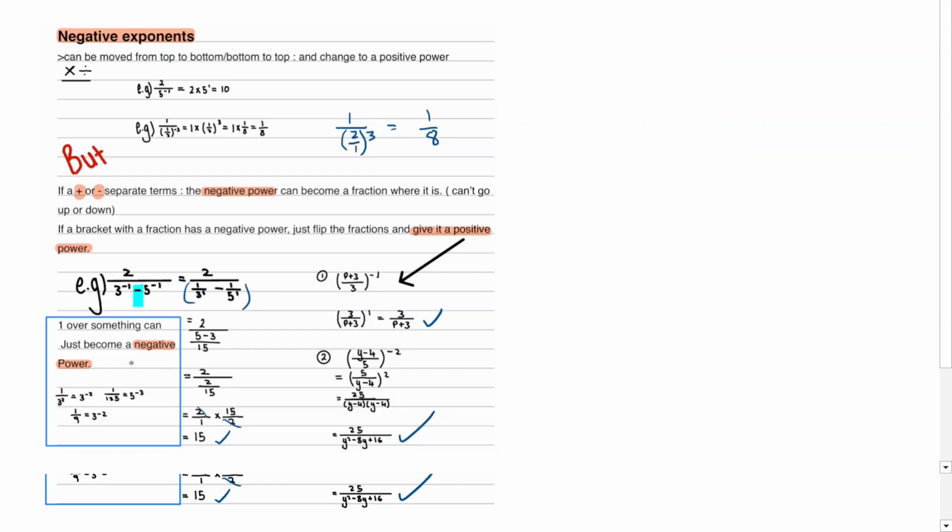The last thing to show you in this video is that 1 over something can just become a negative power. So 1 over 3 squared is just 3 to the negative 2. You're literally just putting a negative in front of the power and bringing it up. 1 over 125: 125 is 5 cubed, so it's just 5 to the negative 3. 1 over 9: 9 is 3 squared, but if I want to bring it up, it just becomes 3 to the negative 2. And so these are all concepts to hopefully make life a little bit easier in the realm of negative exponents and gaining a basic understanding of them.